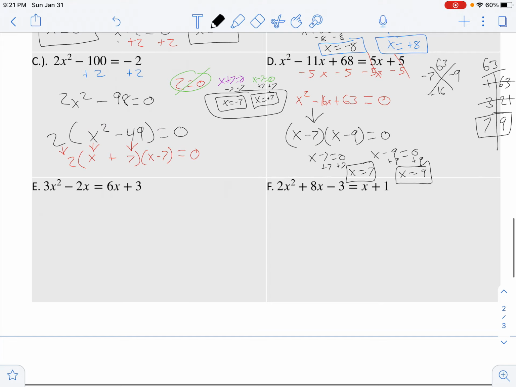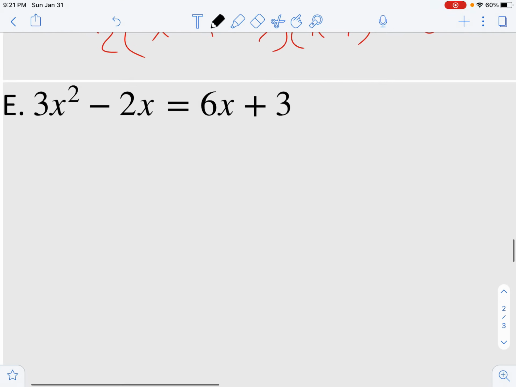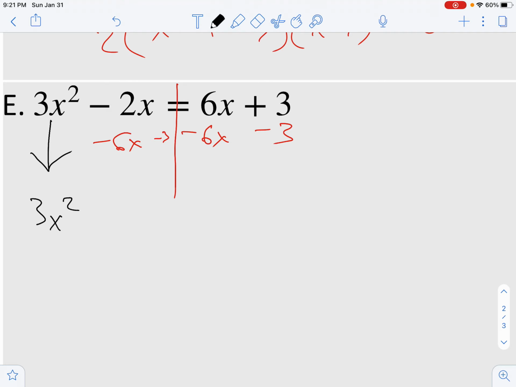All right, I'm going to keep cruising here. In order to get this one to equal 0, I'm going to subtract 6x and subtract 3. There's no like term to stack here, so I'm just going to keep my 3 over the side. 3x squared. This would make negative 8x and minus 3. Now it all equals 0.